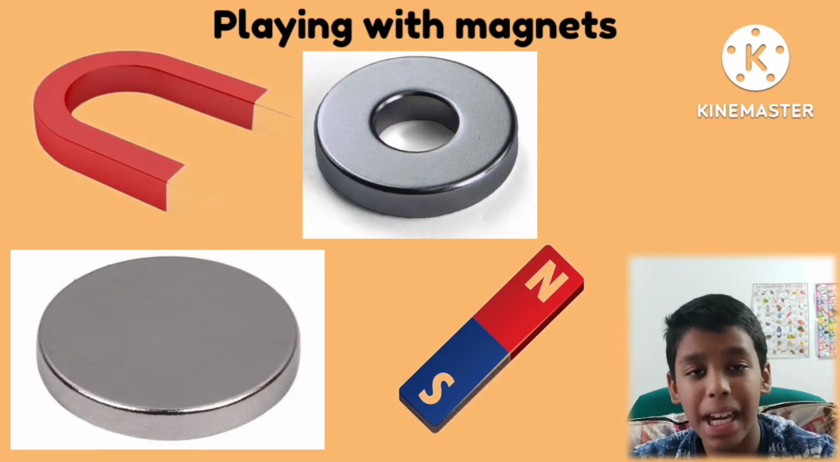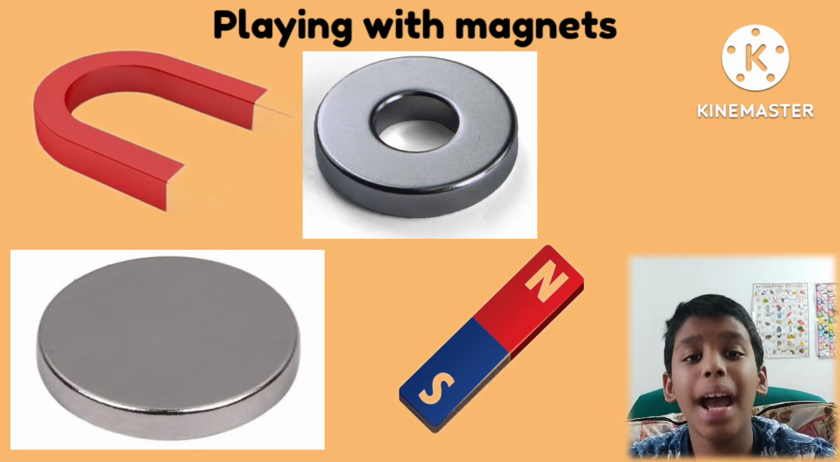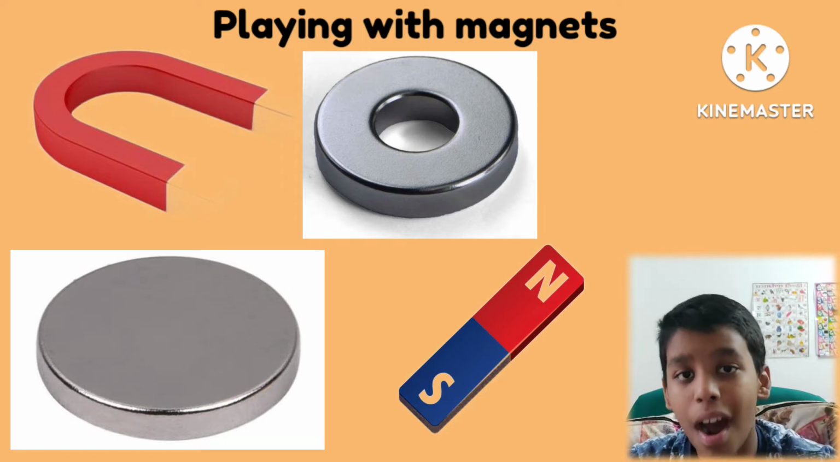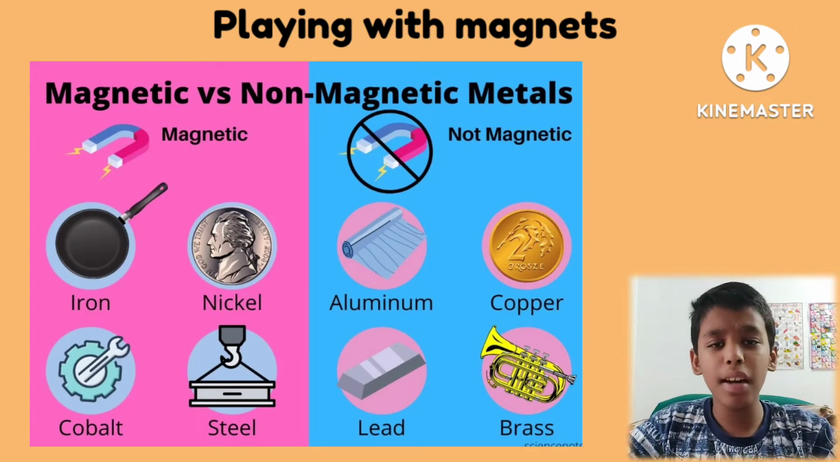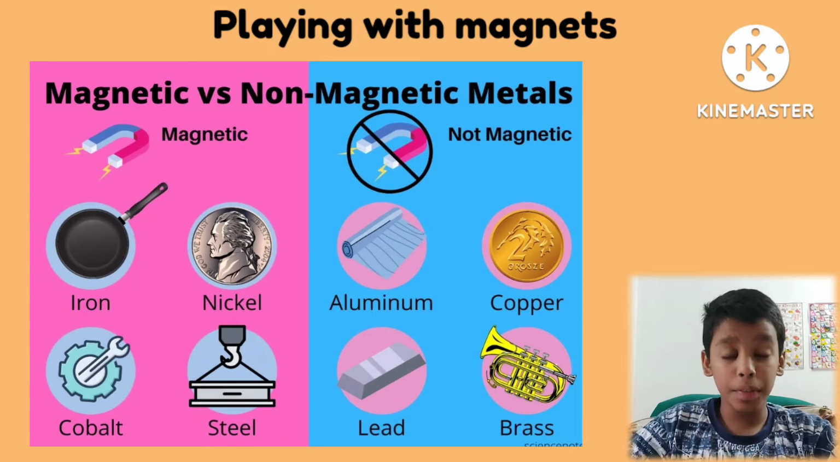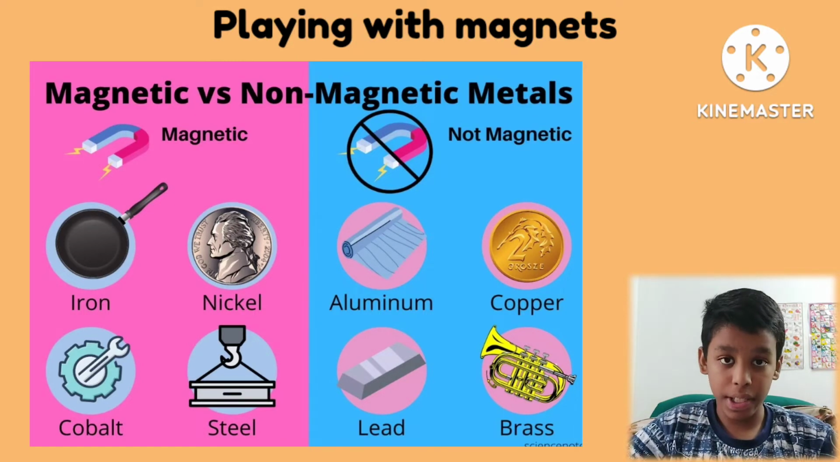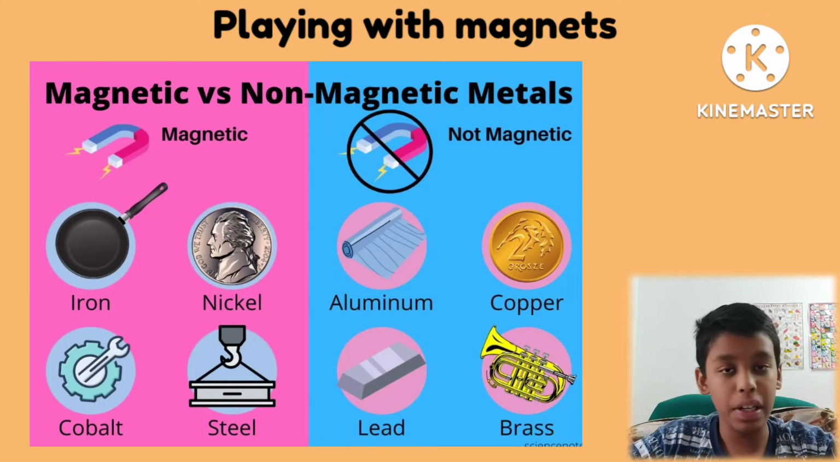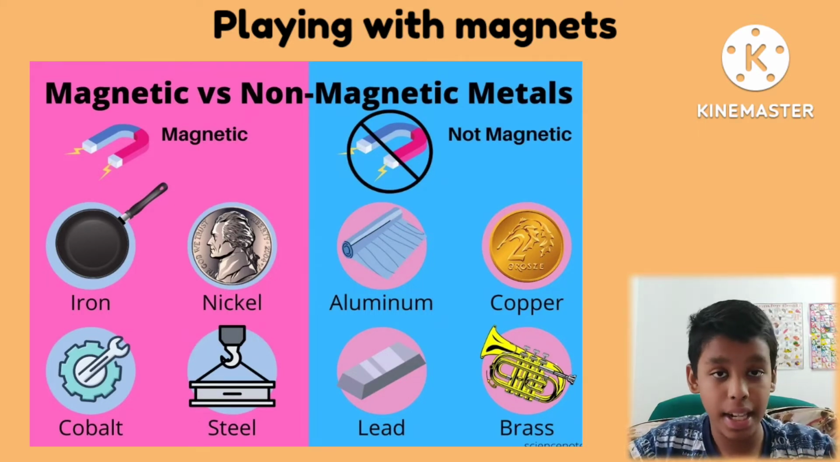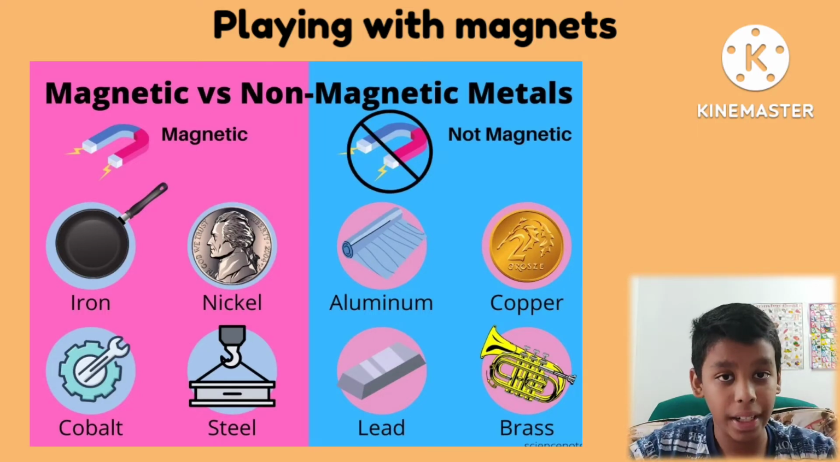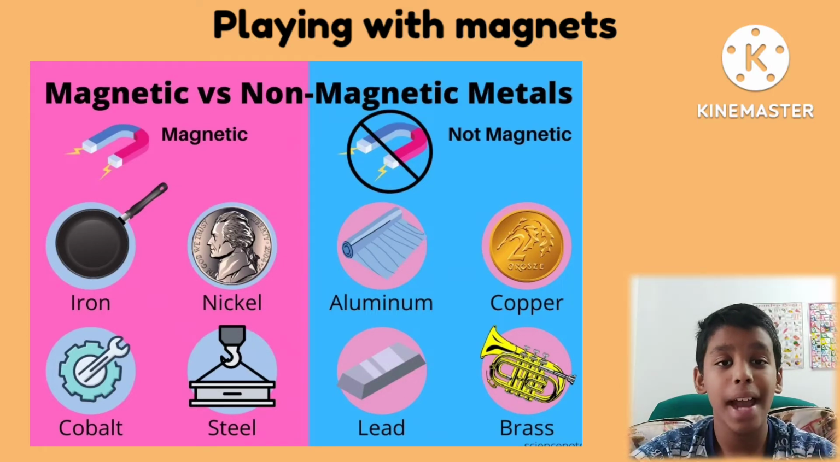Magnets are of mainly four shapes. One is ring magnet, bar magnet, horseshoe magnet, and disc magnet. You might have stuck a magnet to different objects. Some objects will stick and some objects will not stick. The objects that will stick are called magnetic materials. Magnetic materials are the materials that can stick to the magnet. Non-magnetic materials are the materials that will not stick to a magnet.